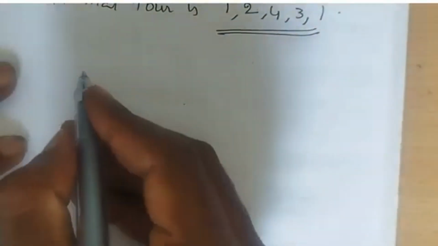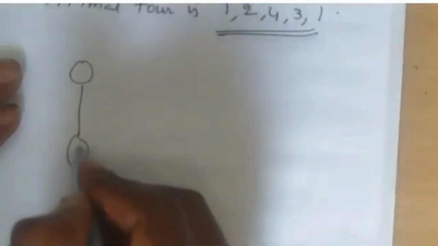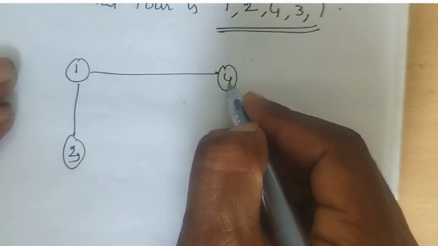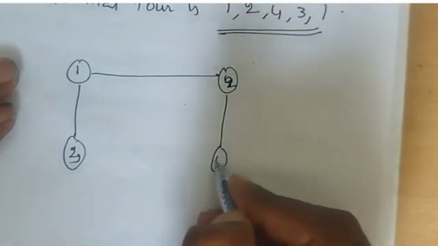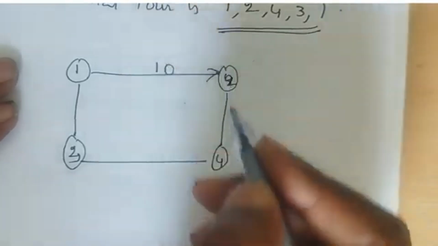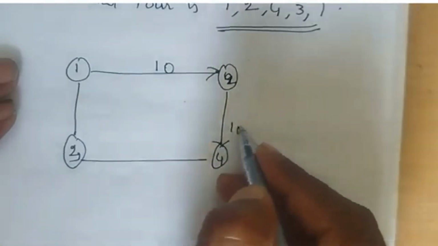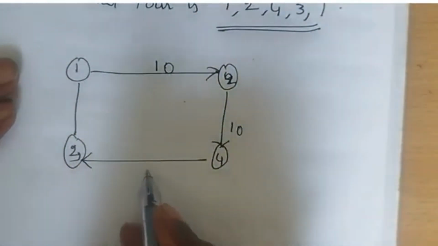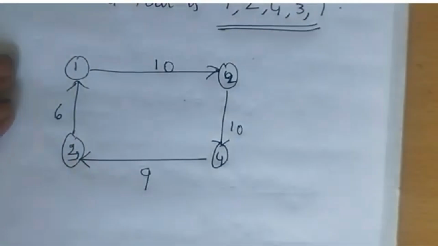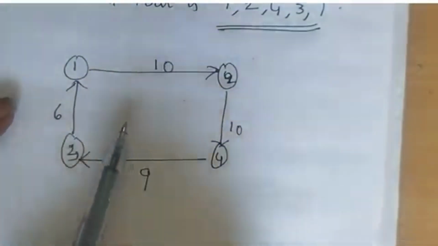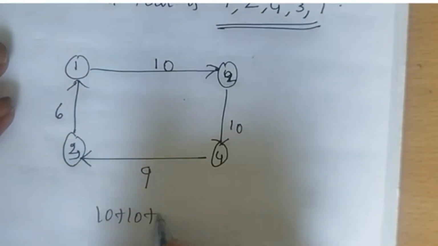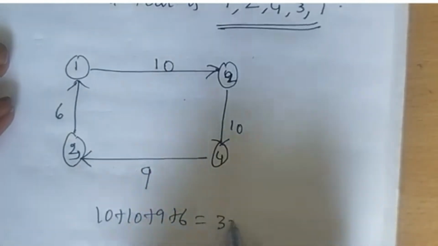Now we have to draw the graph. Okay, how to draw the graph? Nodes 1, 3, 2, 4. 1 to 2 is 10. Here 2 to 4 is 10, and 4 to 3 is 9, and 3 to 1 is 6. If we calculate, traveling 10, 10, 9, what is the value? 10 plus 10 plus 9 plus 6 equals 35.